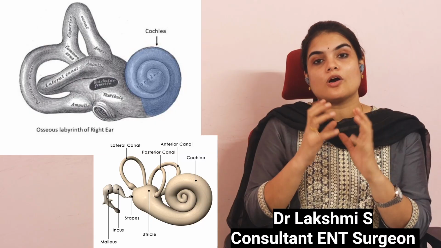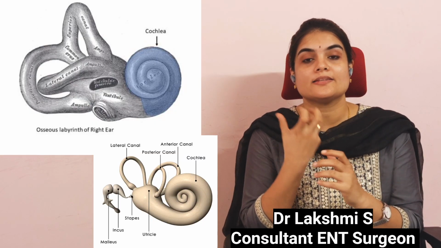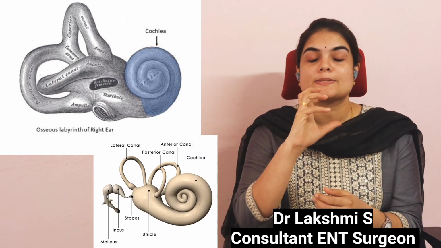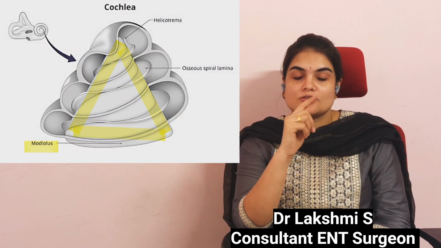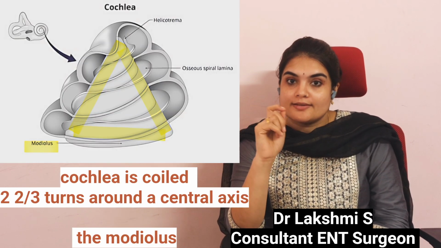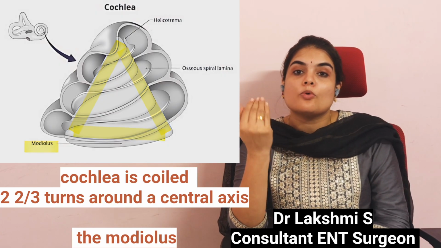I will come to the cochlea. The cochlea is the sensory organ for hearing. We know that the cochlea is snail-shaped. The word cochlea itself means snail. So it's a snail-shaped structure. It is coiled around a central structure. It is coiled 2 and 2/3 turns around a central structure known as the modiolus.